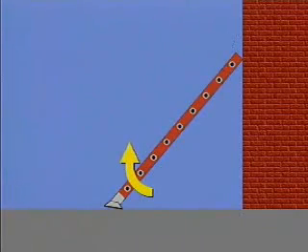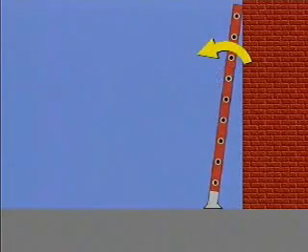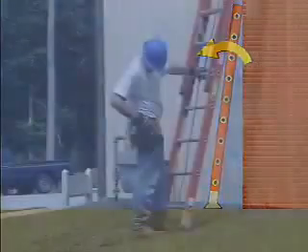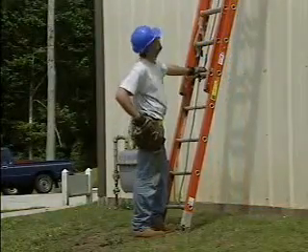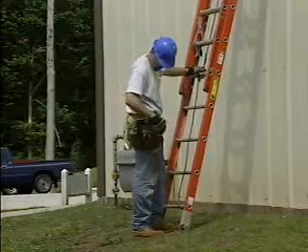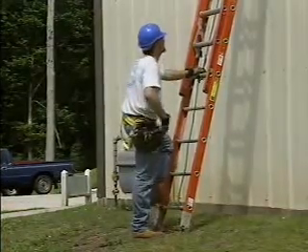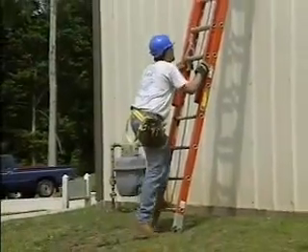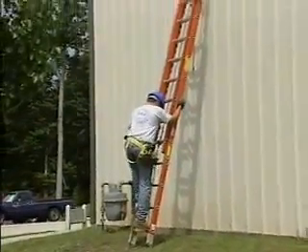If the base of the ladder is placed too far from the wall, the ladder could slip out from under you. If the base is placed too close to the wall, there's a chance that the ladder could tip over backwards. With the ladder in place, the worker makes sure that he has all the necessary tools for the job. He carries the tools in a tool belt to keep his hands free for climbing.